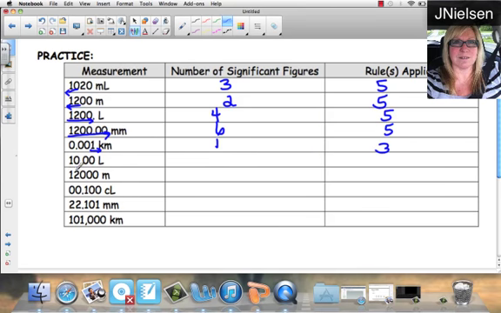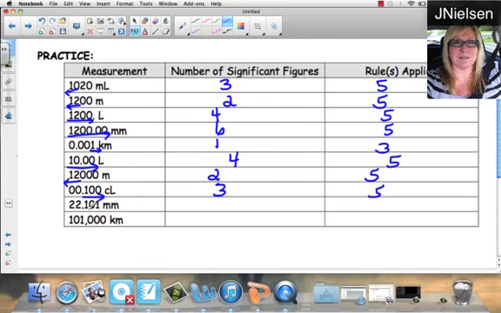10.00, decimal present. I go to the left, count the first non-zero, everything after it, 4. This is also rule 5, decimal is present. This is decimal absent. I go to the right, find the first non-zero. Everything in front of it is 2 sig figs. Here, this is rule 5. There's no decimal. There's probably more than one rule. Decimal is present. So I'm going to go to the left, find the first non-zero digit, and everything after it. So this is 3 sig figs. You can use rule 5 again.